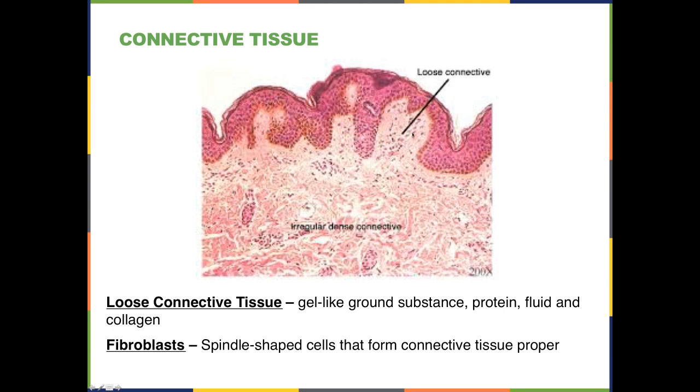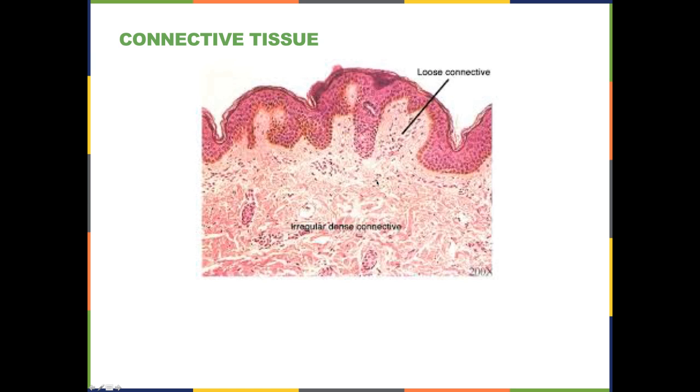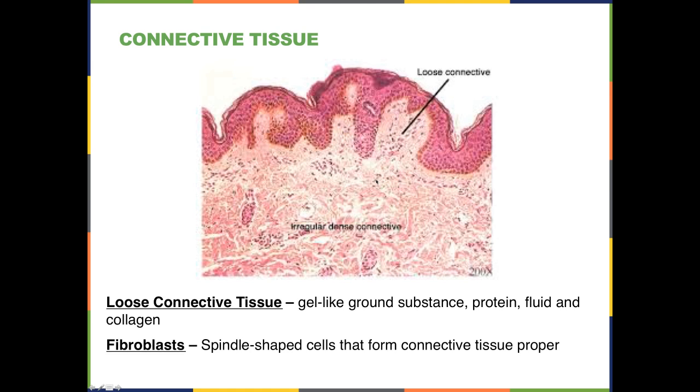In those spaces, you see these nuclei here, and actually in the previous slide, these cells here are called fibroblasts. And these spindle-shaped cells form the connective tissue that they lie in. And once they're surrounded by the matrix that's around them, they change their name from fibroblast to fibrocyte because they quit producing materials.